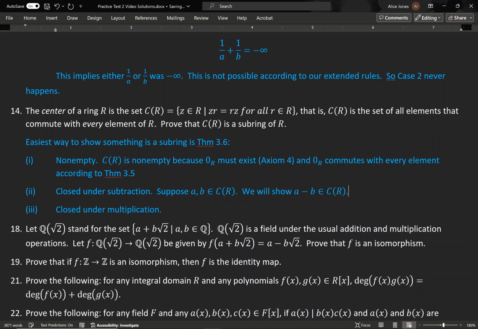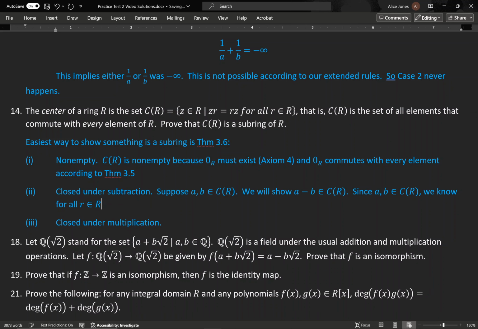So how can we leverage our assumption here that A and B are in C of R? Well, I'll go back to the definition of C of R. A and B have to satisfy this statement in place of Z. So since A and B are in C of R, we know for all ring elements R, I'm going to place A in there instead of Z, so AR equals RA, and now for B, BR equals RB, for all R in the ring.